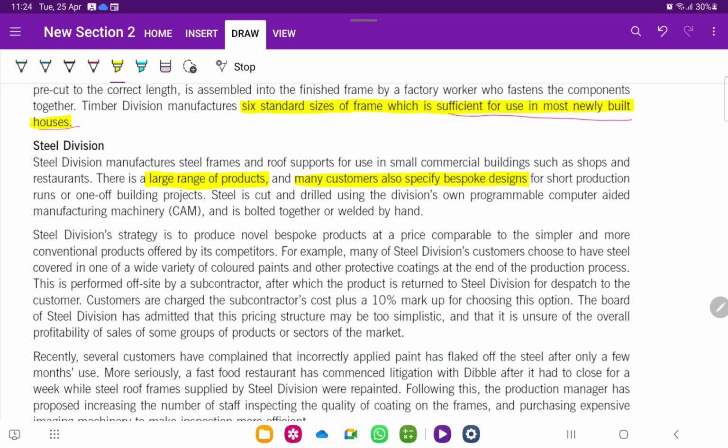For those who don't know what bespoke design is, bespoke is anything which you manufacture on demand. For example, if I go and just buy furniture, that means I bought ready-made furniture. But if I go and customize it, then that means the company is capable of providing me bespoke furniture, something which is on demand. And many customers also specify bespoke designs for short production runs or for one-off building projects. Now what do you mean by one-off building projects?